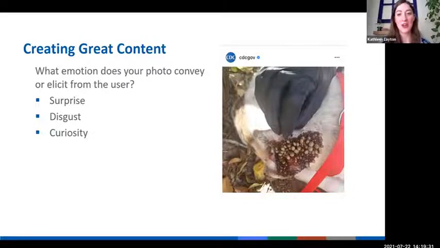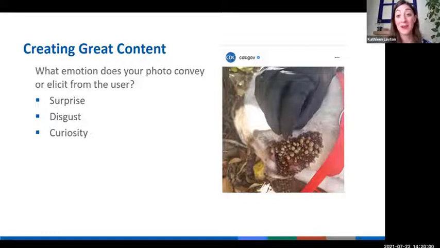When you're thinking about content, what kind of emotion does your content generate from a user? Does your content convey an emotion? Does it elicit an emotion from a user? Emotion is such a powerful tool that we can use in social media. It can be used to generate curiosity, to generate awareness. It can be used for so many beneficial things.